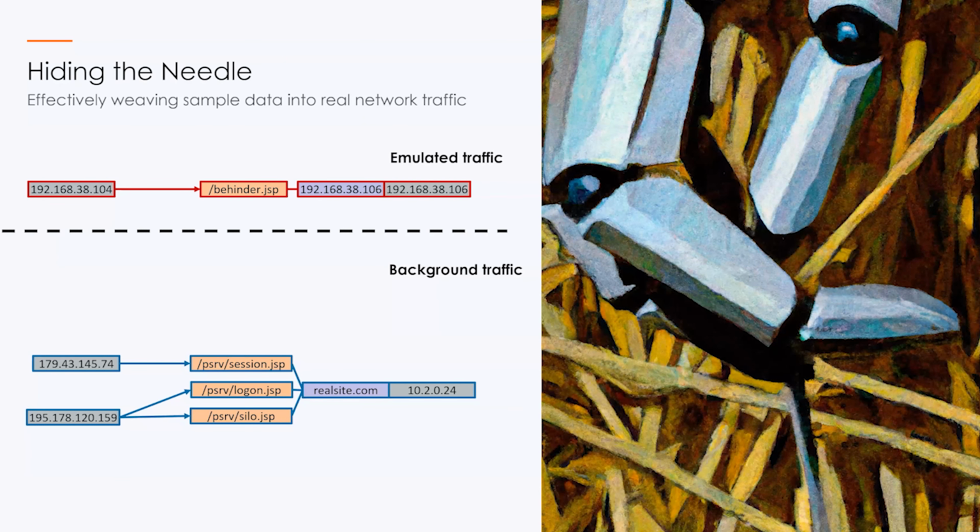One of the things you need to do is take that lab data and make it look like it's actually happening on the real network. Up top, you see the emulated traffic from the lab for, in this example, Behinder. And then you see some real traffic on the bottom. So what you have to do is stitch this together to make it look more realistic. You can see the colors. I've used red for the emulation and blue for the normal.